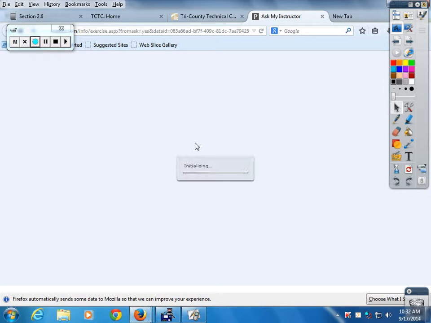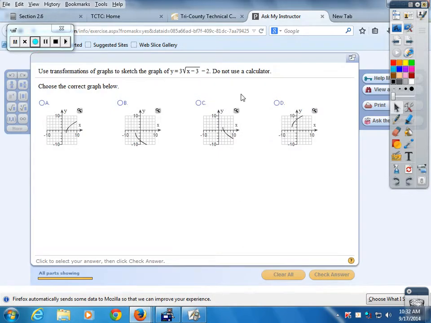2.344/10. Okay, that's a good one. This is a good test question. Use the transformations to find the graph. So tell me about this graph. What's it doing? 3's on the outside, so it's going to be narrow. What does that negative 3 tell us right there? To the right 3. And then what does the negative 2 tell us? Yeah. All right, so which one says to the right 3 and down 2?